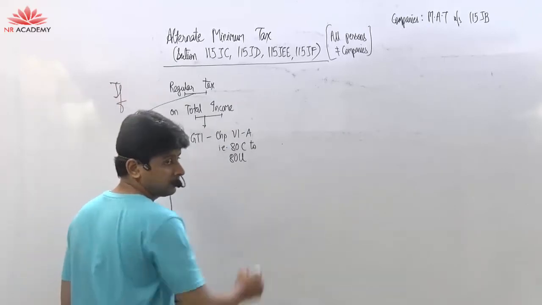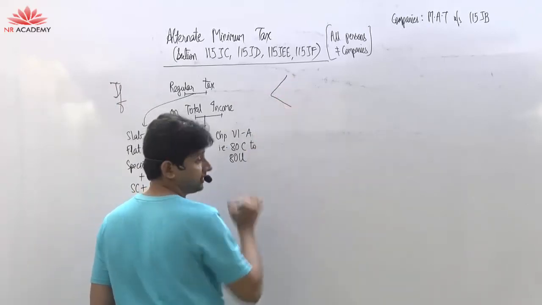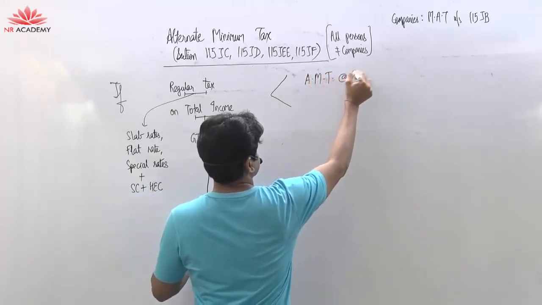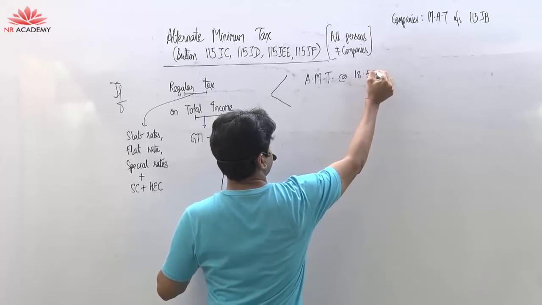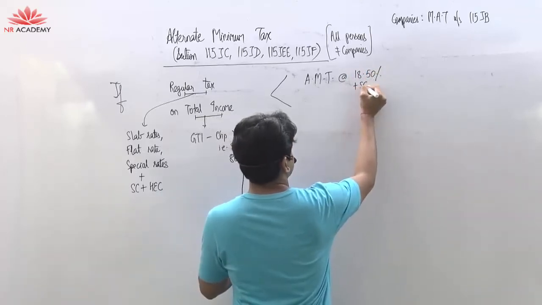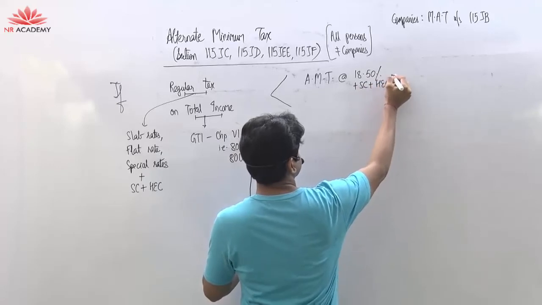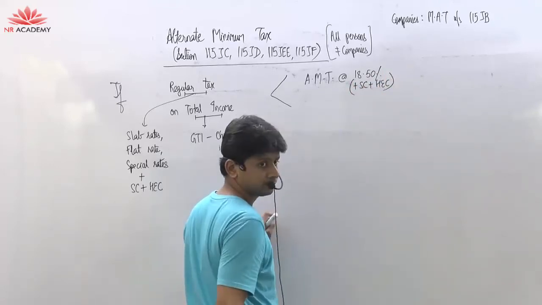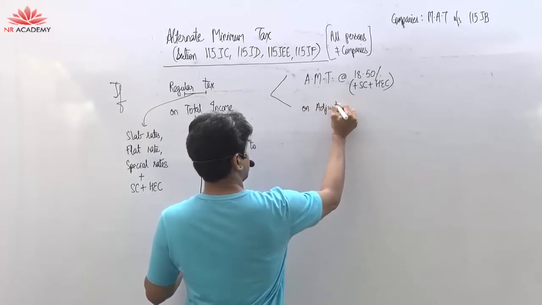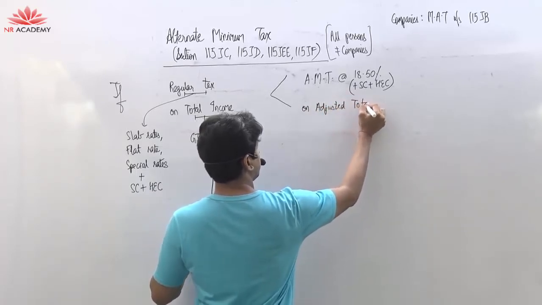If this amount is less than the alternate minimum tax calculated at 18.5%, 18.5% plus surcharge plus health and education cess, everything. And this is calculated on adjusted total income.